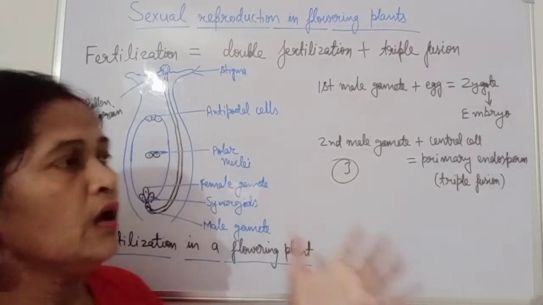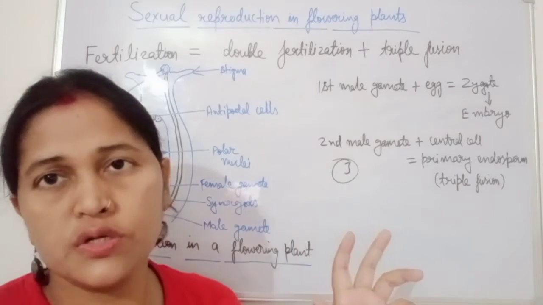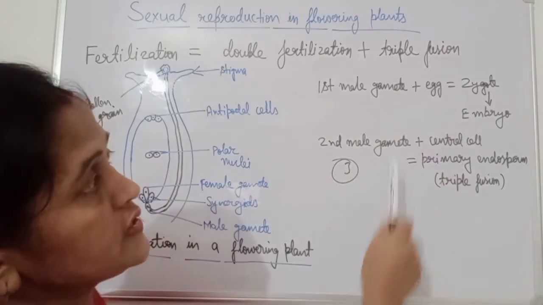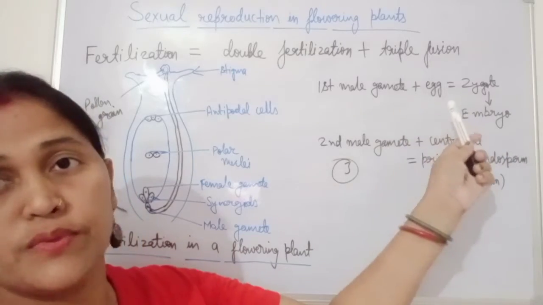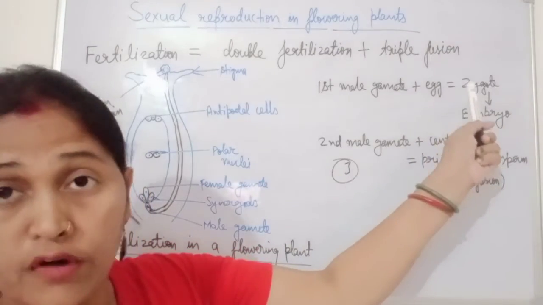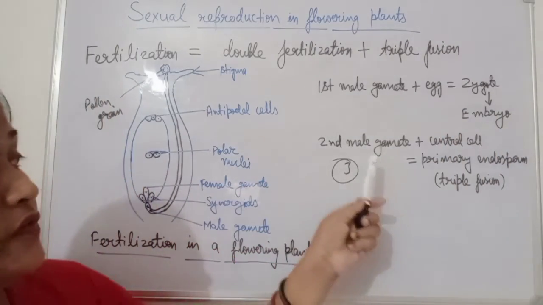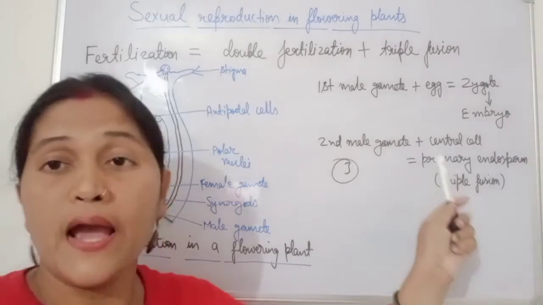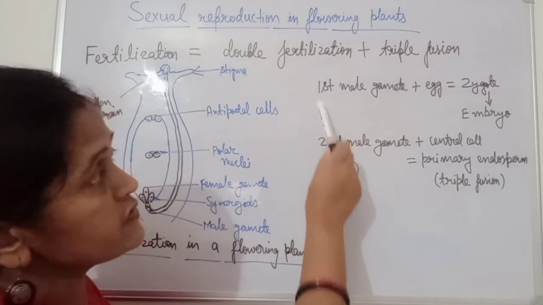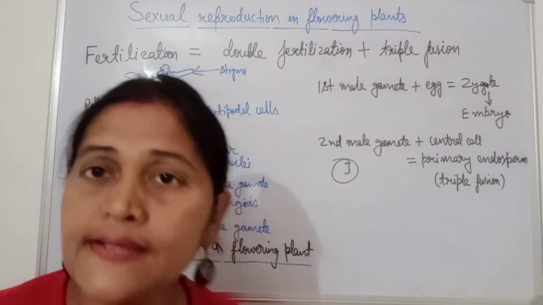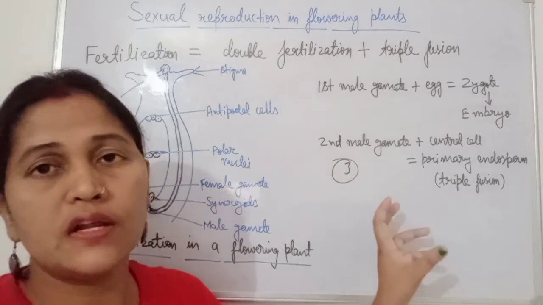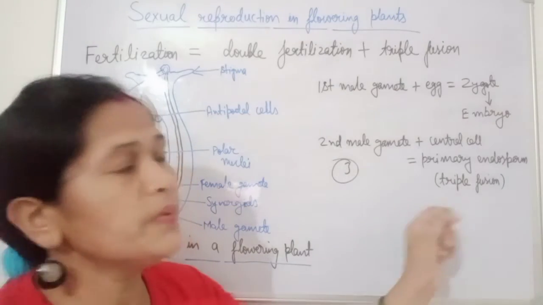So here there are two events to form two new products. The first is embryo formation: the first male gamete fuses with the egg or oospore and forms the zygote and then the embryo. The second male gamete fuses with the central cell and forms the primary endosperm, known as triple fusion. Here fertilization occurs two times, hence it is referred to as double fertilization. And here a three-nucleus structure forms, which is why it is known as triple fusion.